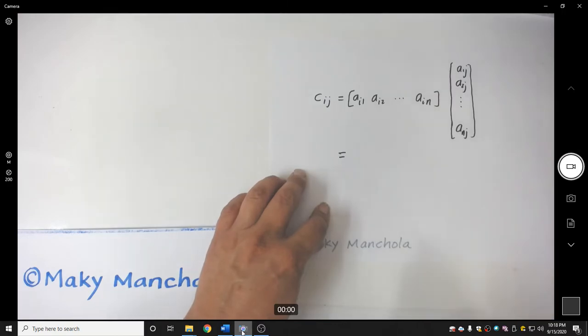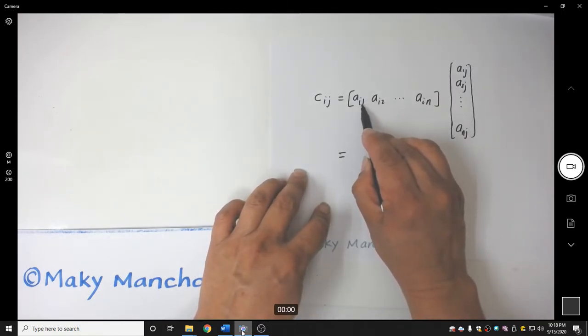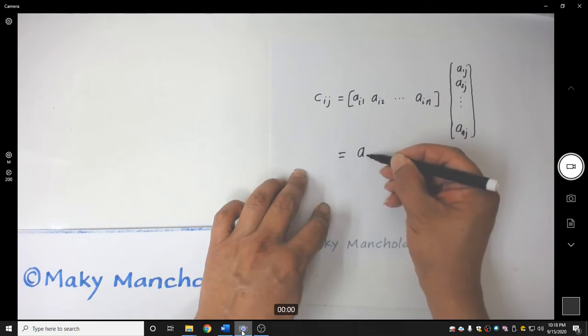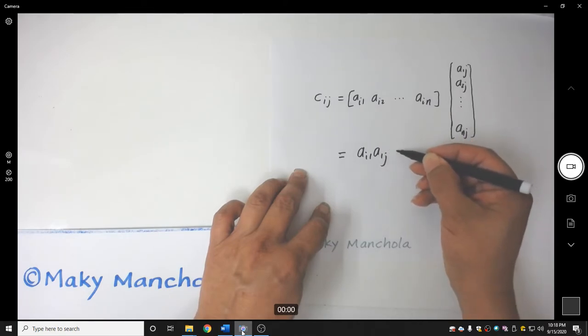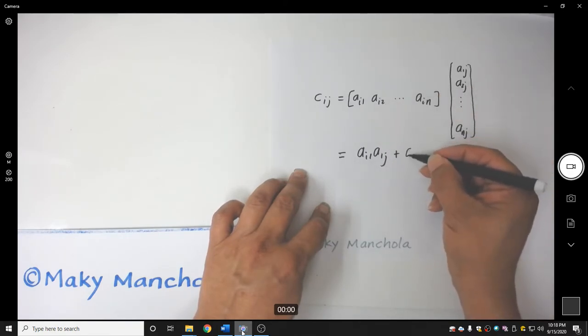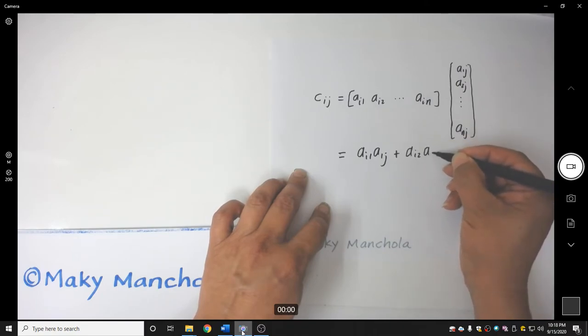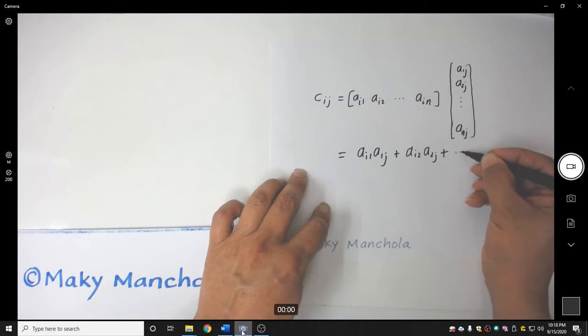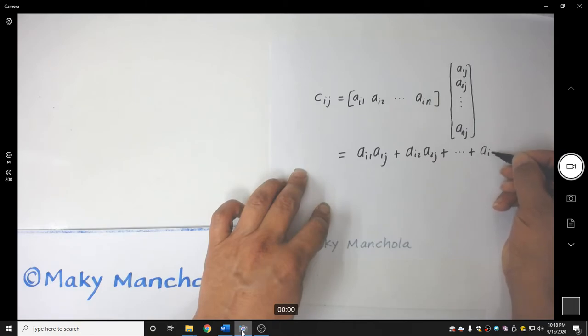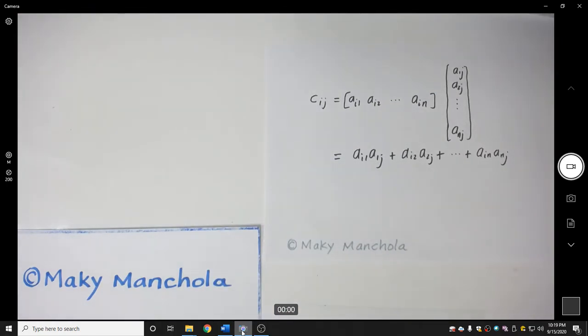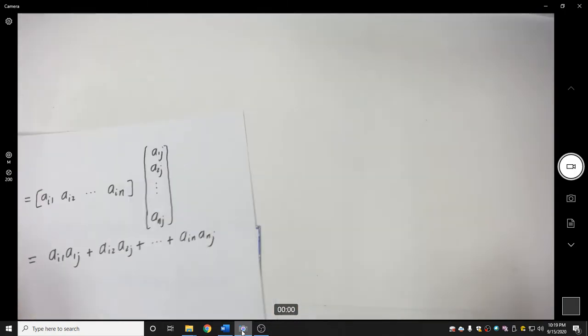When you calculate it, you get A_i1 A_1j plus A_i2 A_2j plus and so on up until A_iN A_Nj. Okay. We would also like to compute C_ji. So let's do that now.